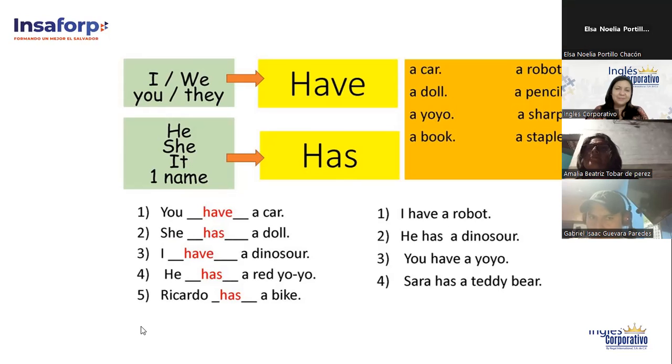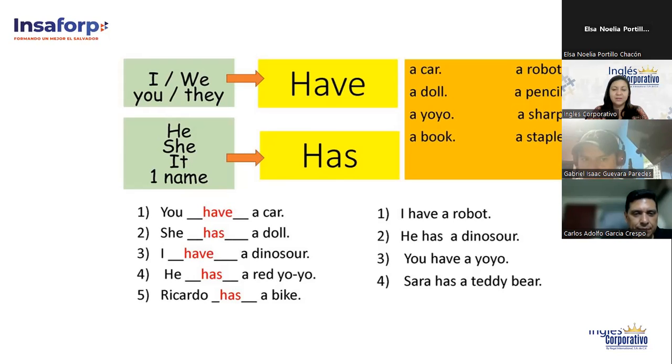Elsa, Noelia. Okay. You have a car? She has a doll. I have a dinosaur. He has a dinosaur. He has a red yo-yo. Ricardo has a bike. I have a robot. He has a dinosaur. You have a yo-yo. Zara has a teddy bear. Thank you.